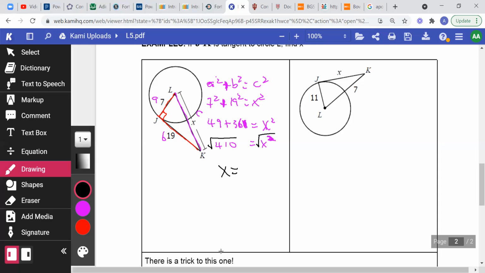What's the square root of 410? 20.24. Okay, 20.24.